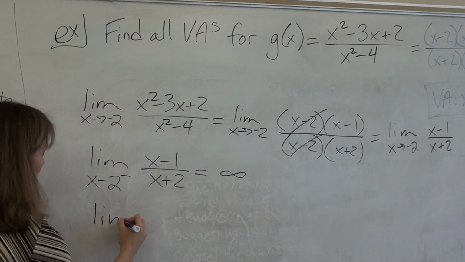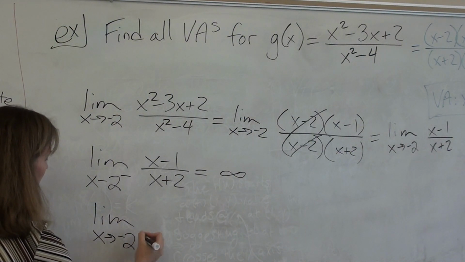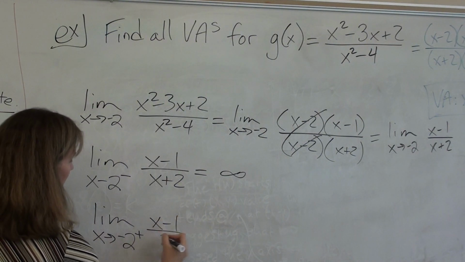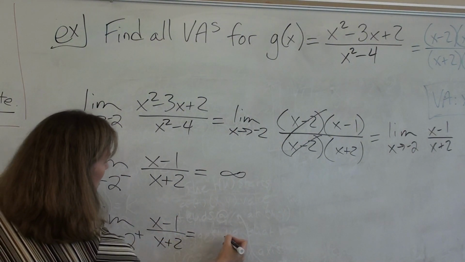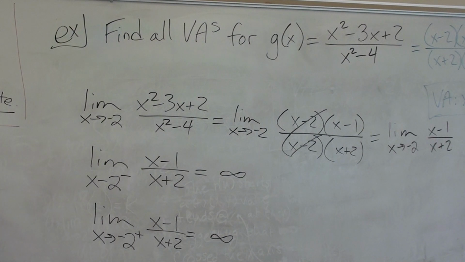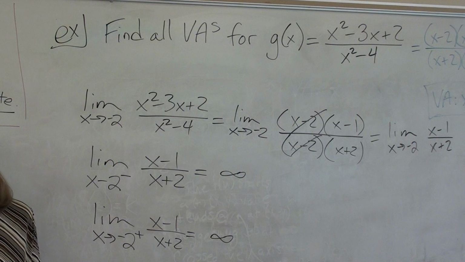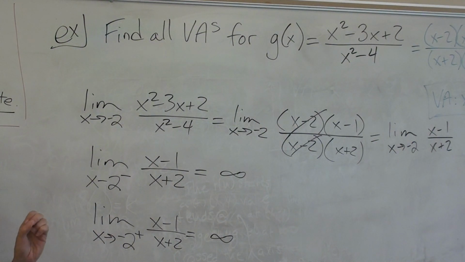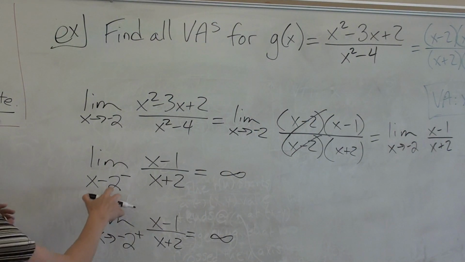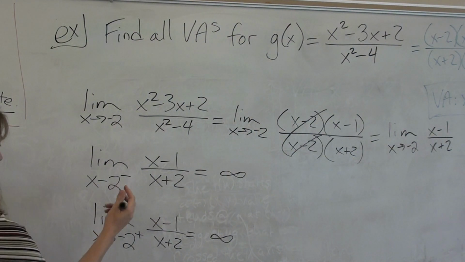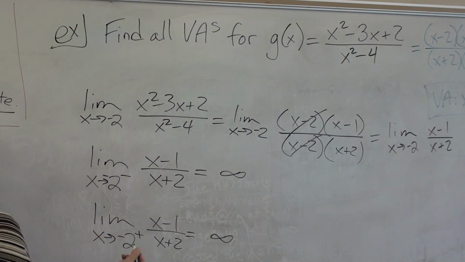If I do the limit as x approaches -2 from the right, I also know it's going to be infinity. I just don't know if it's positive or negative. How do I figure out if it's positive or negative? There's an easy trick to figure it out. I pick a number close to -2 from the left.